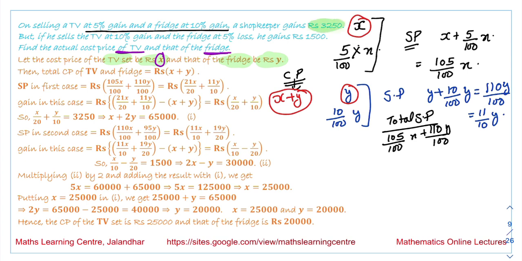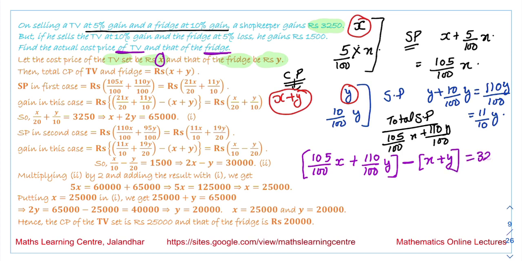It is 3250. So how much he has gained is 105 by 100x plus 110 by 100y, this is the selling price, minus x plus y, this is the cost price, and that value is 3250. This is our first equation.